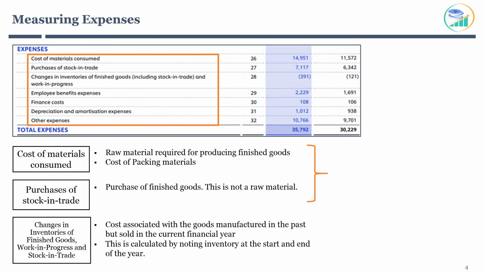The next line item on the expense side is employee benefits expenses. It includes expenses incurred in terms of employee salaries, wages, bonus, share-based compensation, contribution to Provident Fund, staff welfare expenses and so on. Let's move on to the next line item.